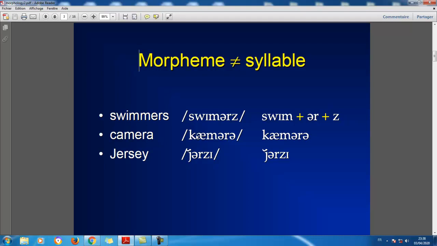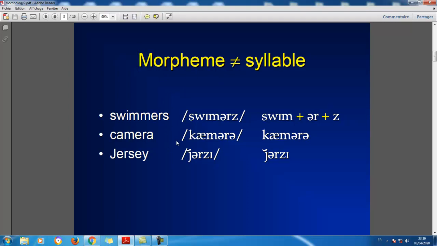But it contains how many syllables? One, two, three. So it's a polysyllabic word. So look, polysyllabic, monomorphemic. Same thing in here. So here we have got how many syllables? Jersey. It's one, two. Bisyllabic, but monomorphemic. Same thing in camera here. But what shall we draw as a conclusion out of these three examples? Is that the number of syllables does not necessarily correspond to the number of morphemes in words. Okay?